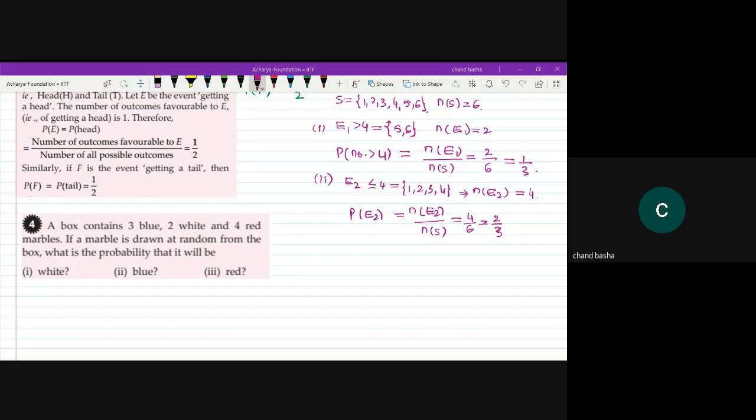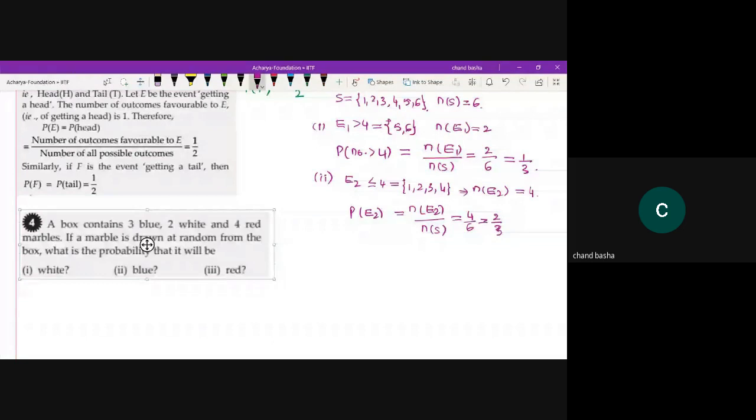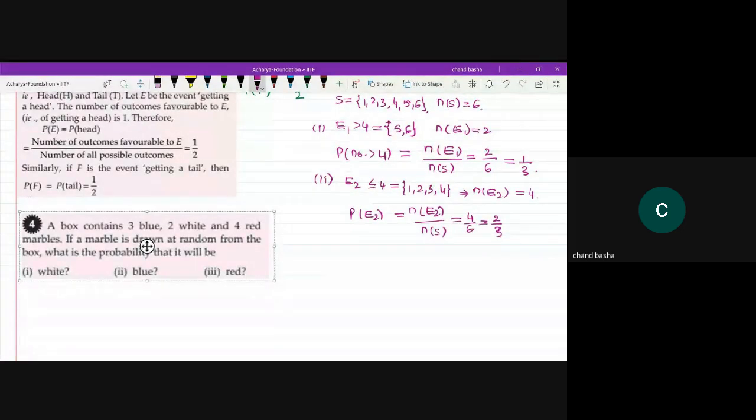Is it the correct answer? 4 divided by 9. Yes, sir. Very good. So first, what we are going to do: how many marbles are there in a box?